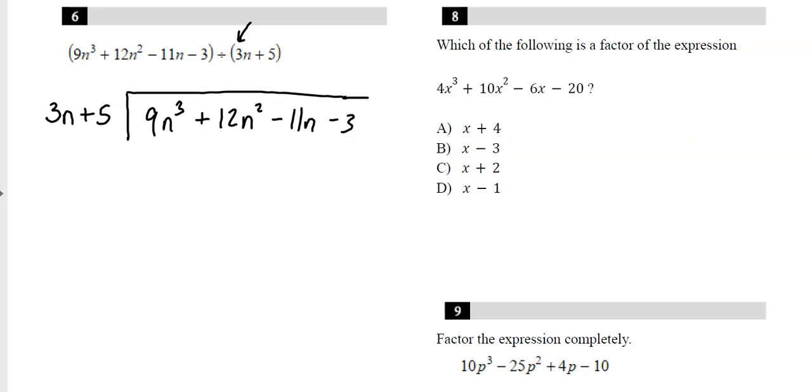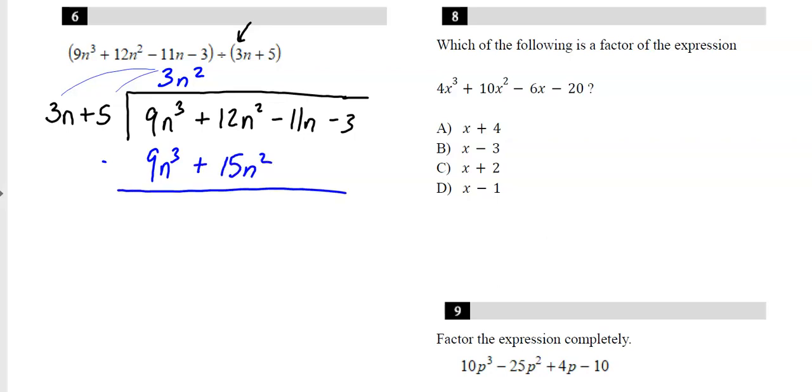So 3n goes into 9n to the third, 3n squared times. Then I multiply backwards, and I have 9n to the third plus 15n squared. I'm going to subtract that, and I get negative 3n squared minus 11n. And then I have to say, well, just how many times does 3n go into negative 3n squared? Subtract, came down. Oh, 3n goes into negative 3n squared, negative n times. That's a minus n. And I would get negative 3n squared minus 5n.